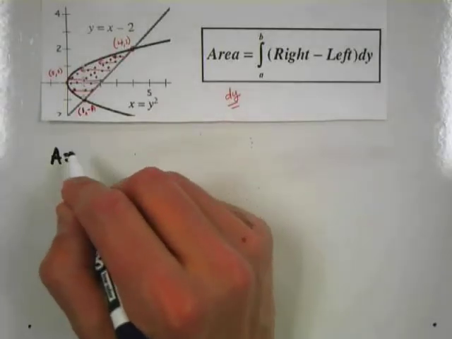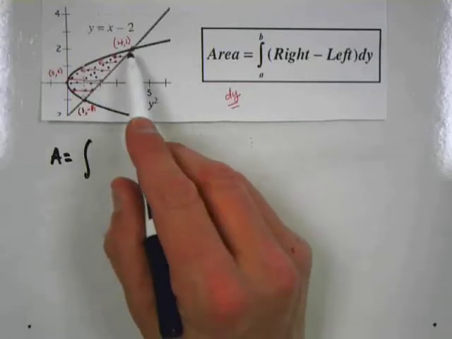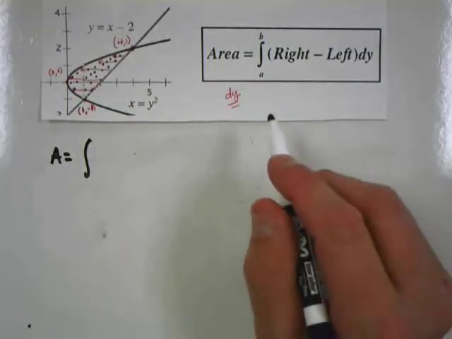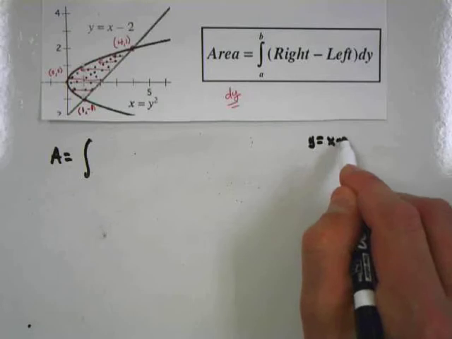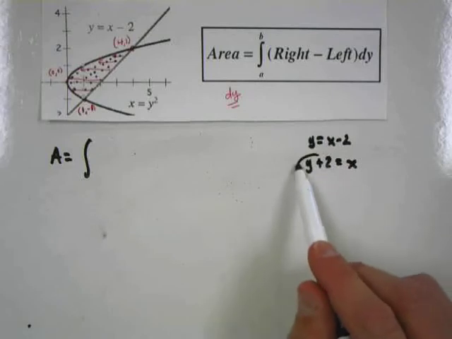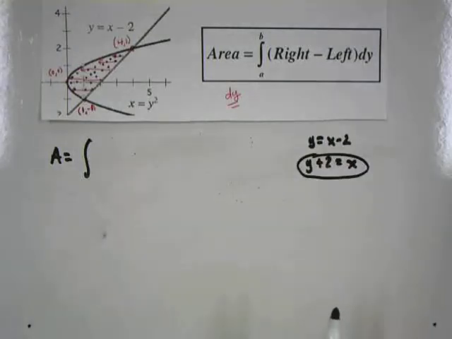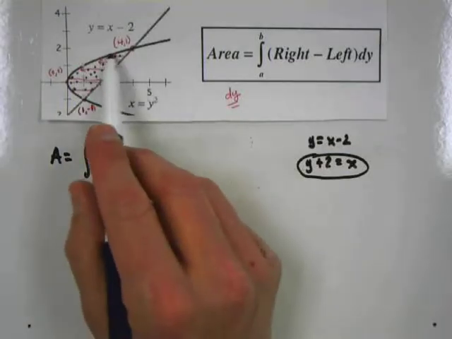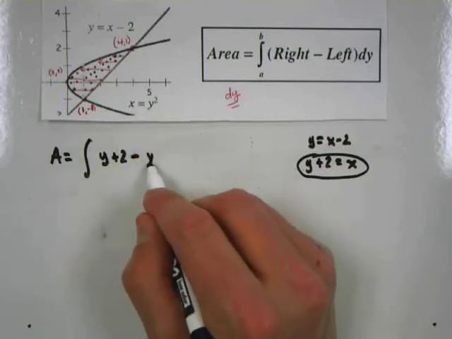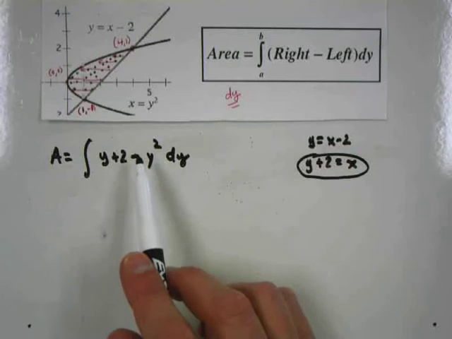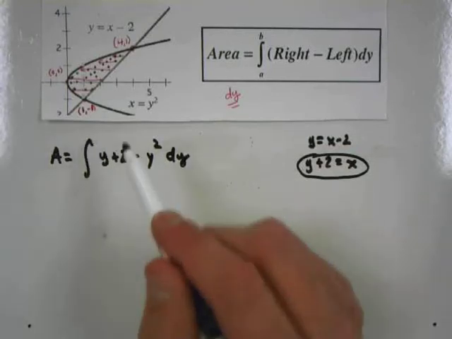So I'm going to do this with respect to y. Here's the kicker: on the right-hand side, right now it's in the form y equals x minus 2, so we have to solve for x. y equals x minus 2 is equivalent to y plus 2 equals x, so that becomes the function on the right. Now the setup will be y plus 2 minus, on the left, that's already in the form x equals y squared, dy. I don't know about you, but if you compare that to the setup we just had, this looks a lot easier.